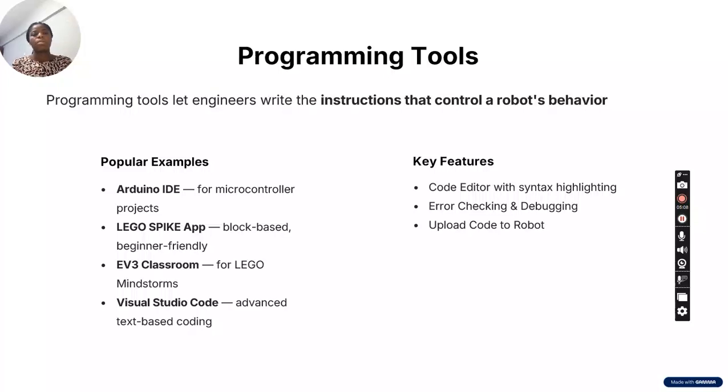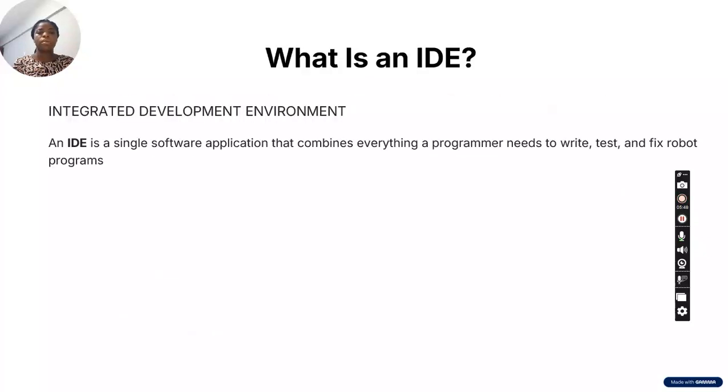Now, let's talk about the programming tools. Programming tools let engineers write the instructions that control a robot's behavior. Some programming tools are Arduino IDE, Lego Spark app, EV3 Classroom, and Visual Studio Code. Key features include a code editor with syntax highlighting, error checking and debugging, and then uploading of code to the robot.